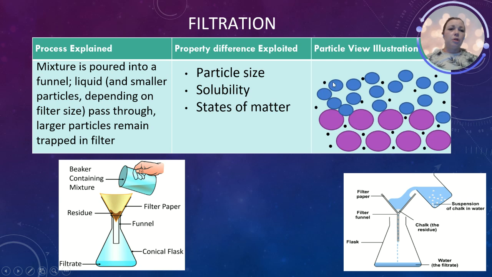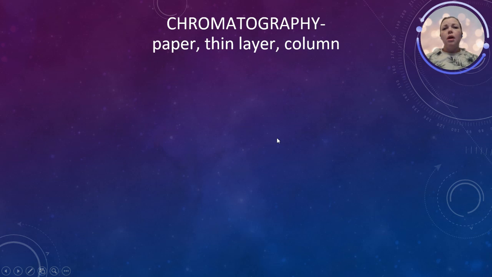Okay, and so this is what a particle view illustration might look like here. If this is your filter paper illustration in the purple, and then the black dots would be the water passing through, whereas the blue dots would be, if we're looking at this example here, the chalk pieces. All right, chromatography. So chromatography has several different kinds.